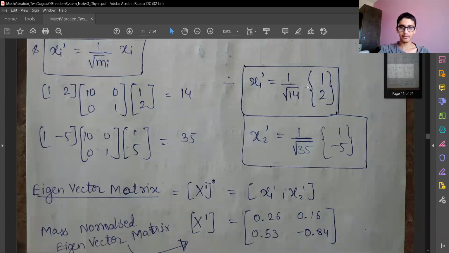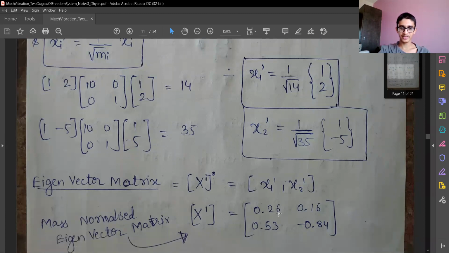How have I found this? 1 by square root of 14 is this value, 2 by square root of 14 is this value, minus 1 by square root of 35 is this 0.16, and minus 5 by square root of 35 is this value. So we have just directly found. It's a very simple procedure. You just need to do matrix multiplication. You can write some very simple code in MATLAB or use Excel to do this matrix multiplication more effectively without any mistakes.